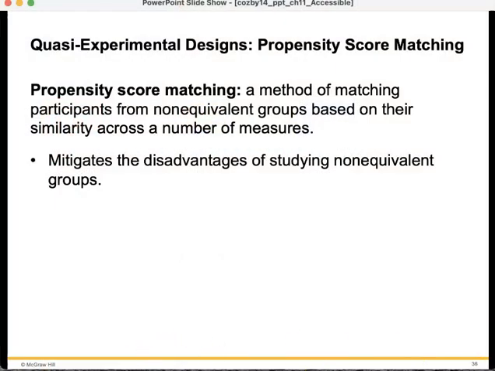So what we might do is give them an actual measure of health and then match them based on those scores. It may not be random, right? But it does give us more comparable groups. It mitigates the disadvantage of studying non-equivalent groups.